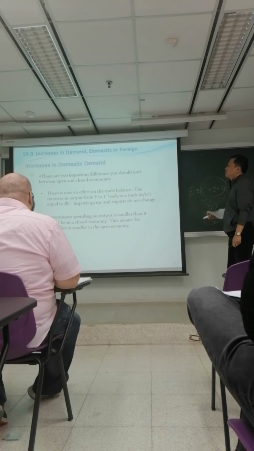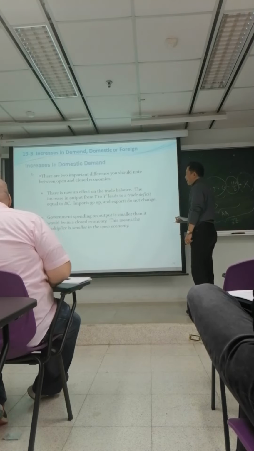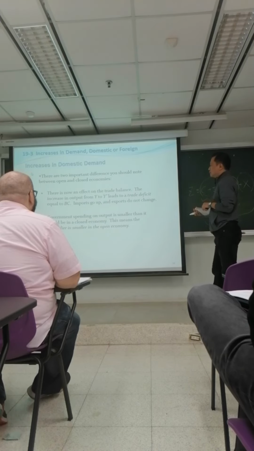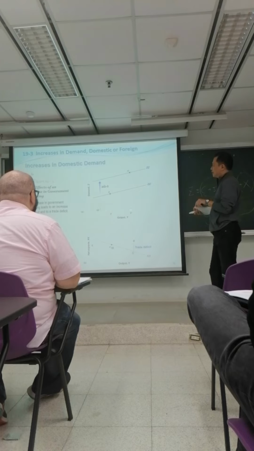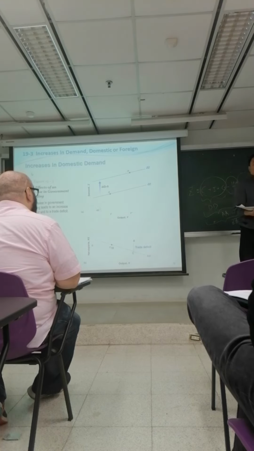Okay, there are two important differences you should note between open and closed economies. There is now an effect on the trade balance. The increase in output leads to a trade deficit. Imports go up and exports do not change. So in this picture, we stimulate the economy, namely people have higher income. And when they have higher income, they purchase more foreign goods. So our import rises, and that creates the trade deficit.